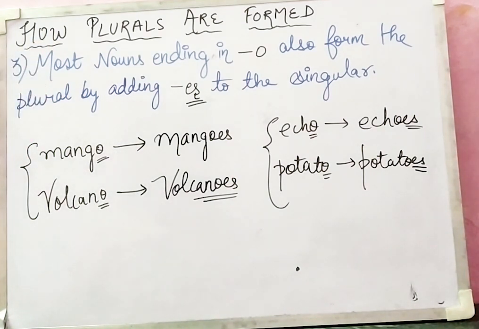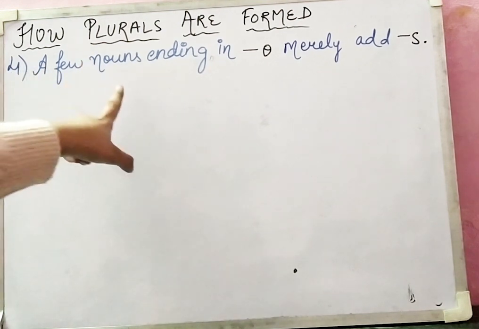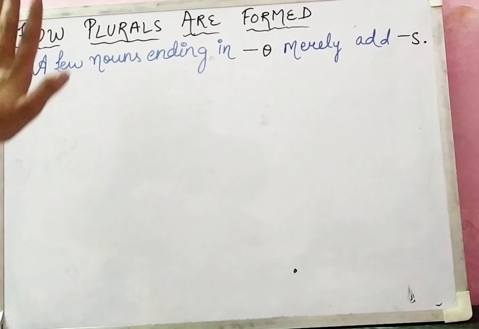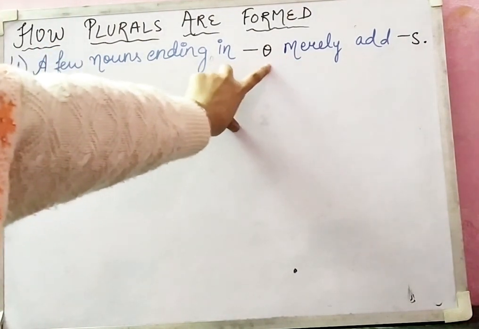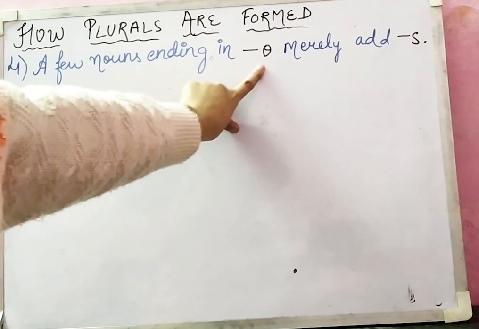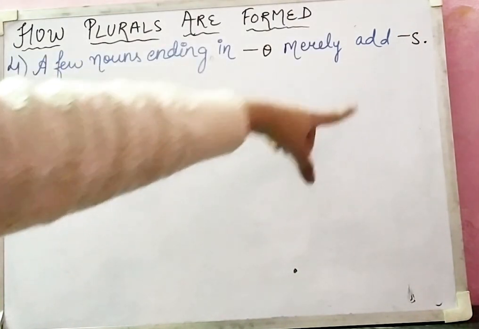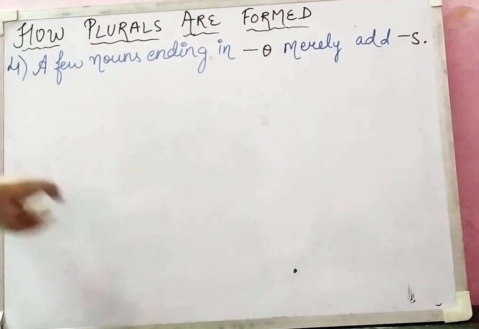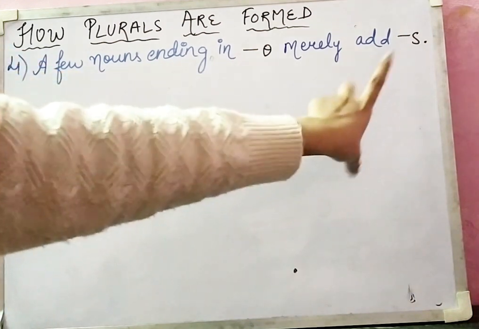Similarly, we will proceed further with the fourth way, that is a few nouns ending in o merely add s. Means in the previous way there is o in the ending of the noun, but we have to add es so that it will become plural. But in this fourth way we have to just add s instead of es.